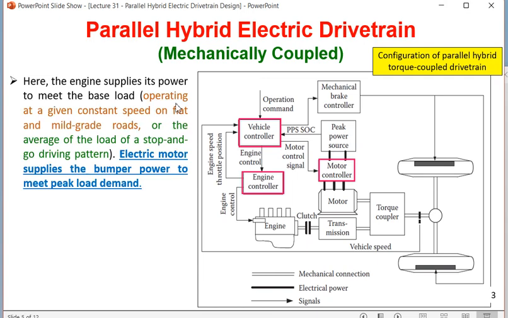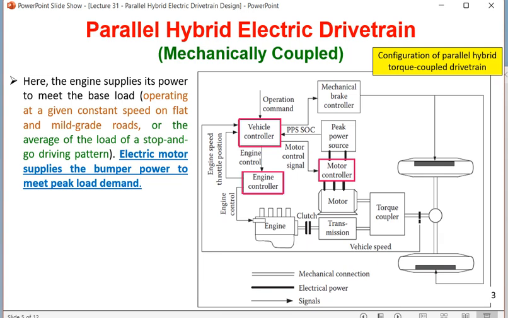Some more theory. Here the engine supplies its power to meet the base load. Whatever is the vehicle's minimum operating power required is called the base load, which is operating at a given constant speed on flat and mild grade roads. Either a flat road or a very low grade, that means around a 5 or 10 degree inclination, is called a mild grade road, or the average of the load of a stop and go driving pattern.